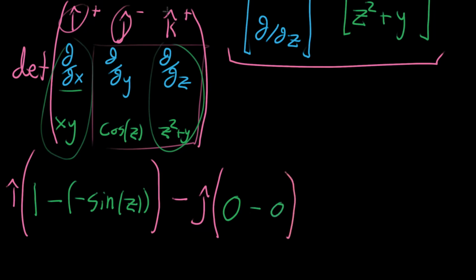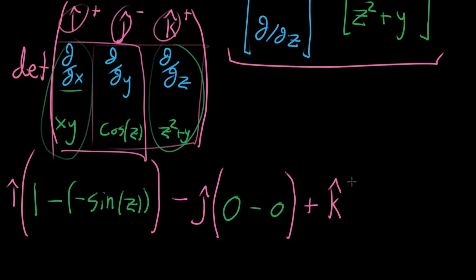And then finally, we're adding this last component. So we're going to add that last component, k, multiplied by the determinant of this submatrix, of the columns that it's not part of. So this involves the partial derivative with respect to x of cosine z. Well, no x's show up there, so that's just 0. And then we're subtracting off the partial with respect to y of x times y. Well, x looks like a constant, y looks like the variable, so that partial derivative is just x. So we're subtracting off x.